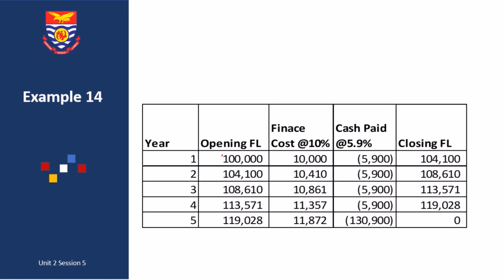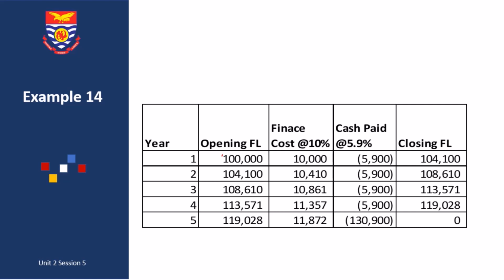So to get the closing financial liability, it is the opening financial liability plus the finance cost, which will go to profit or loss, minus the cash that is paid. What is left becomes the closing balance. Now the closing balance for this year becomes the opening balance for the next period. We follow in that regard, calculate the 10%.